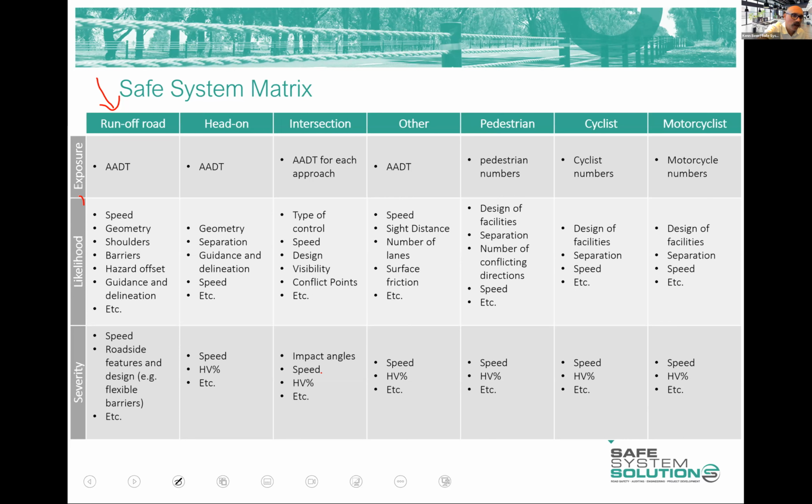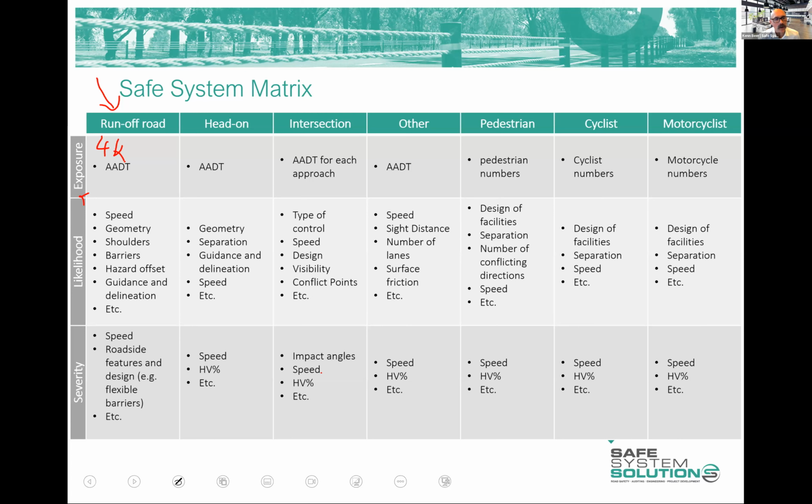Okay, so let's start with exposure. What we're trying to do is put a justification of our assessment and then a score in each of the cells of the matrix here. So we might have a road and it might have 4,000 vehicles a day. So we've got 4,000 vehicles that are exposed to run-off road crashes. But we want this number to be between 0 and 4. So 4,000 is too big a number.